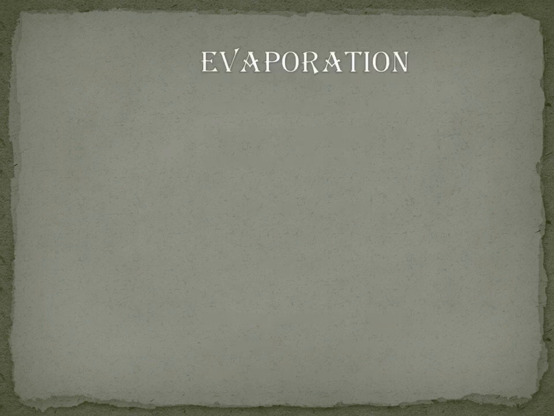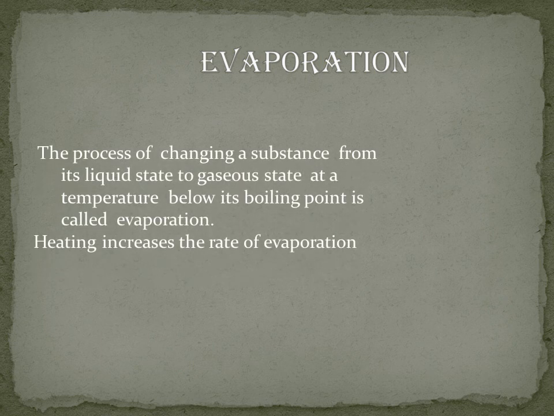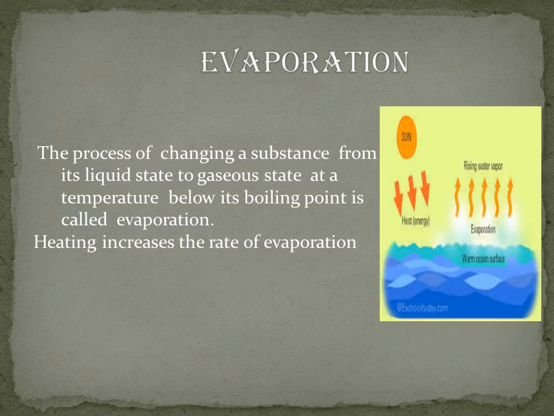One of the most common methods used to separate the constituents of a mixture is evaporation. The process of changing a substance from its liquid state to gaseous state at a temperature below its boiling point is called evaporation. Boiling point is the fixed temperature at which a substance changes from its liquid state to gaseous state. So, evaporation takes place below the boiling point of a liquid. Heating increases the rate of evaporation.